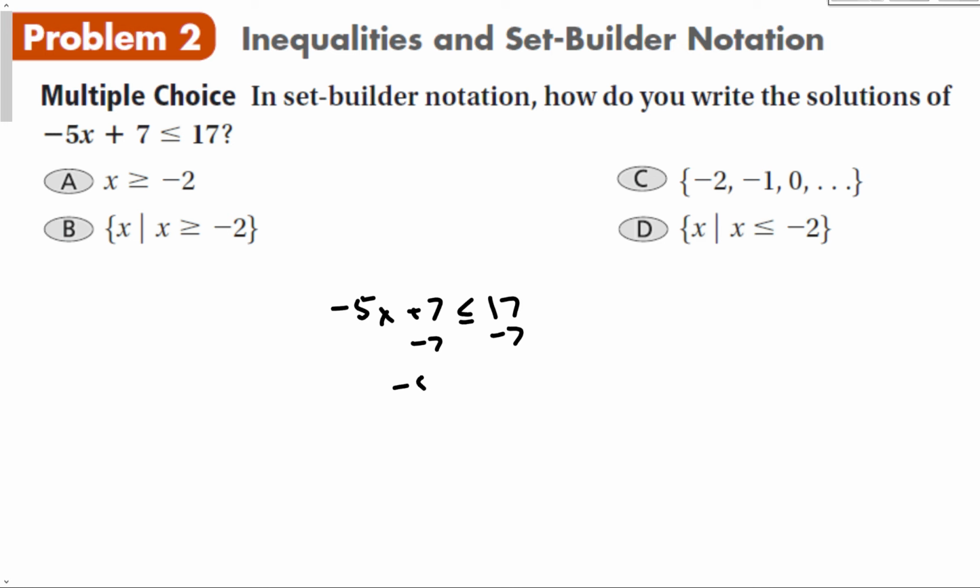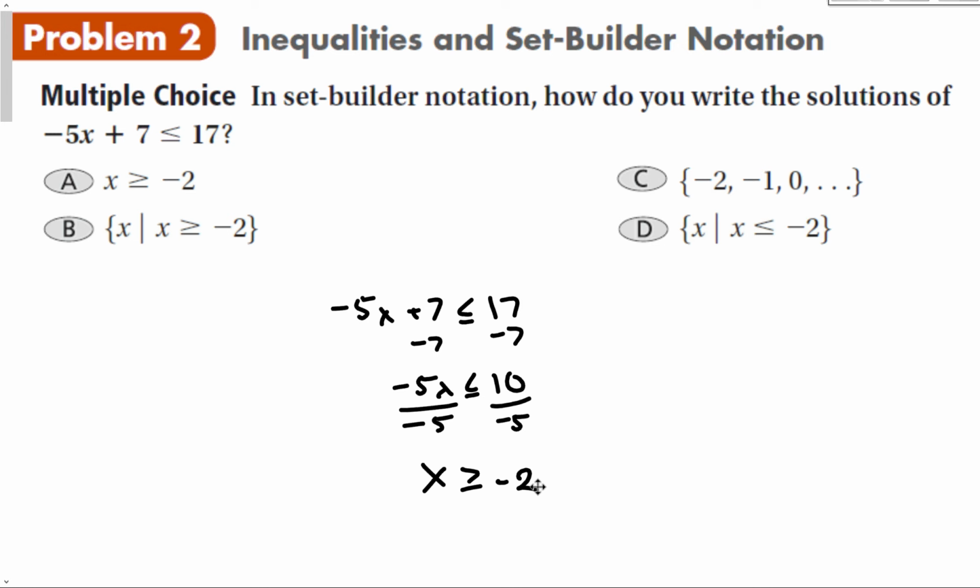Subtract 7 from both sides. Negative 5x is less than or equal to 10. Divide both sides by negative 5. Of course, remembering my most important rule is that when I multiply or divide a negative number in an inequality, I have to reverse the inequality symbol. So I have that x is greater than or equal to negative 2.